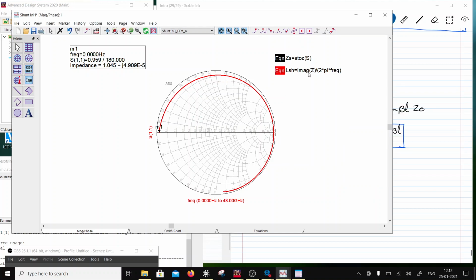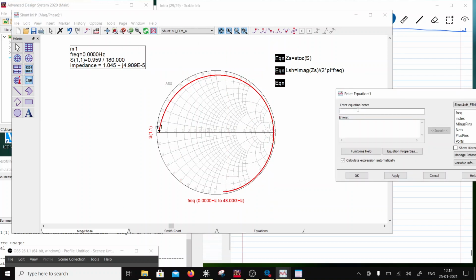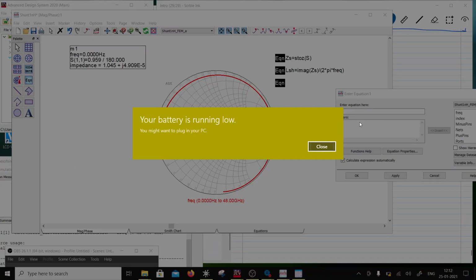Okay, let's see what has happened. Okay, ZS, not Z, ZS. So that's the shunt value of the inductor. And let's look at the real part of the RS.